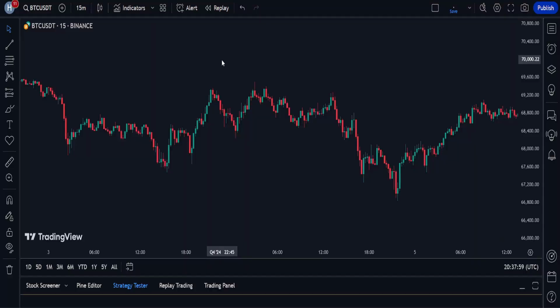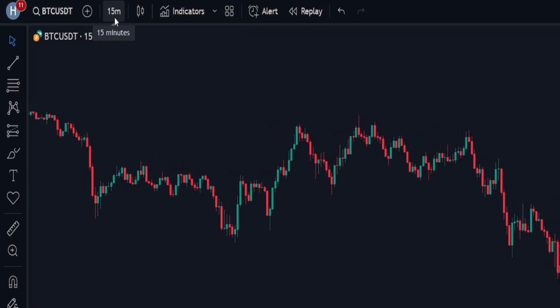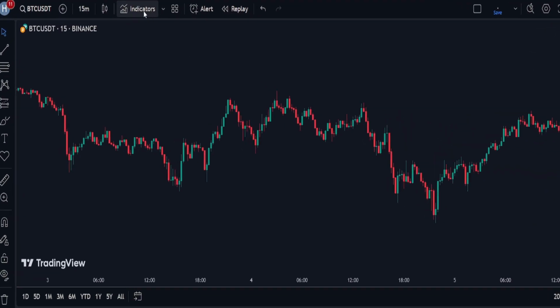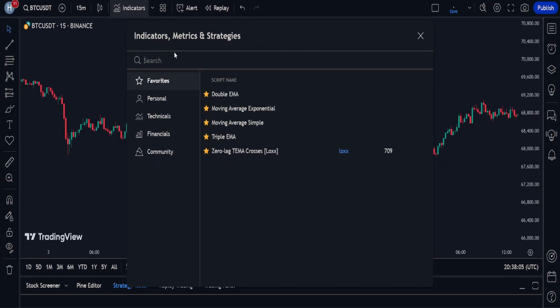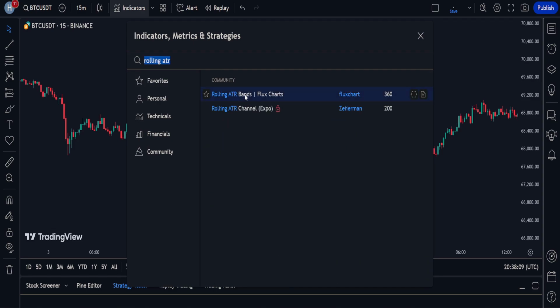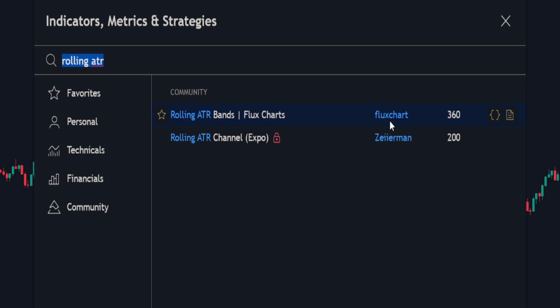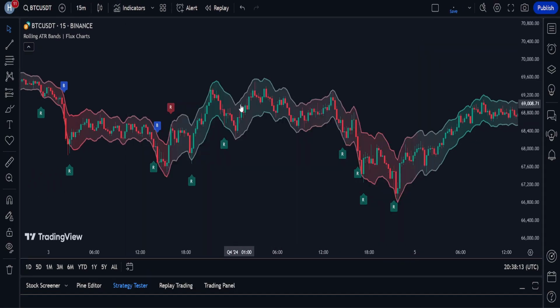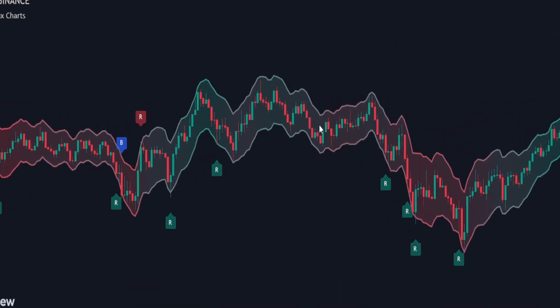So I'm in TradingView, and I'm going to be using a Bitcoin chart on a 15-minute time frame to explain this strategy. First of all, you just need to click on the Indicators tab and then search Rolling ATR Bands. After that, add this one, which is created by Flux Charts. After the indicator has been added to the trading chart, this is how it will look.